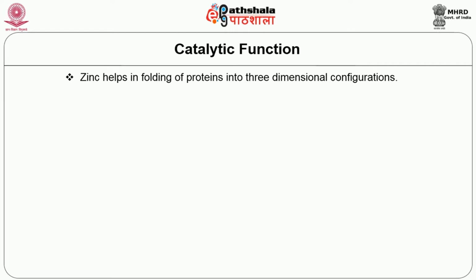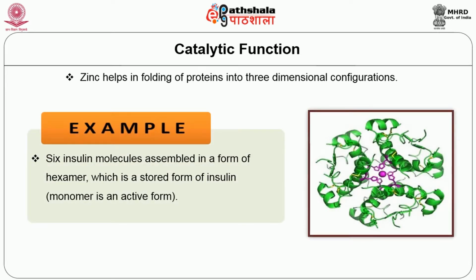So zinc helps folding of proteins into 3-dimensional configuration. Only under that 3-dimensional geometry will the function take place, whether it is binding to the receptors and various other molecules and bringing about the function, the downstream events. Here the example given is insulin. Deficiency of insulin reduces your ability to metabolize glucose and it leads to diabetes mellitus.